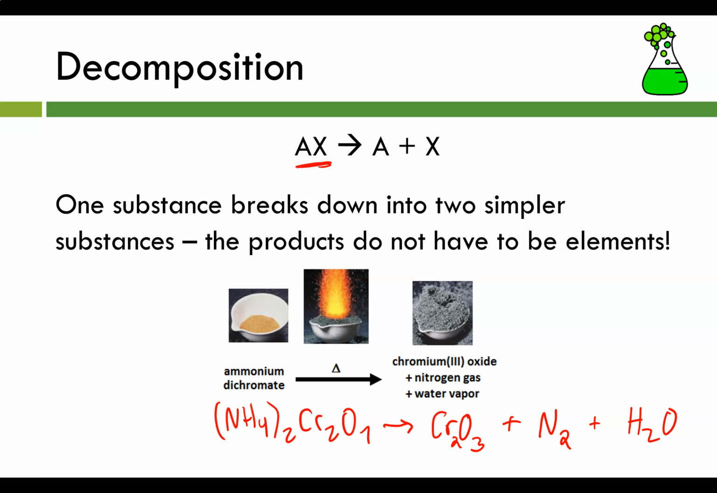If we needed to get this balanced, how would we do it? It actually isn't quite as bad as it looks. If we put a 4 in front of the water, that'll balance up to give us 8 hydrogens on both sides and a total of 7 oxygens. The chromium's already balanced. Decomposition, 1 reactant, multiple products.